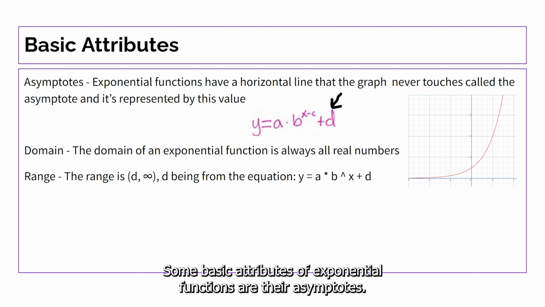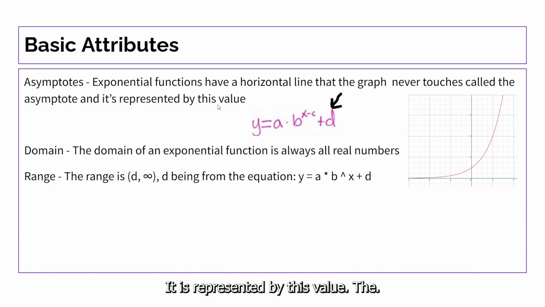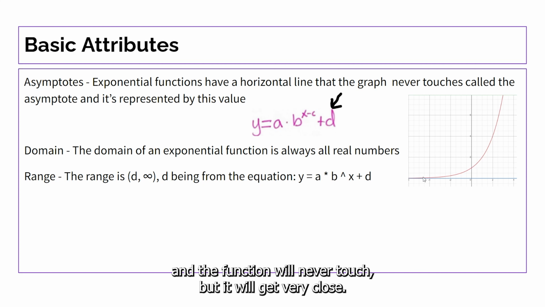Now, exponential functions have a horizontal line that the graph never touches, called the asymptote, and it's represented by this value, d. If d equals 0, which is shown right here, there will be an imaginary line at y equals 0 that the function will never touch, but it will get very close.